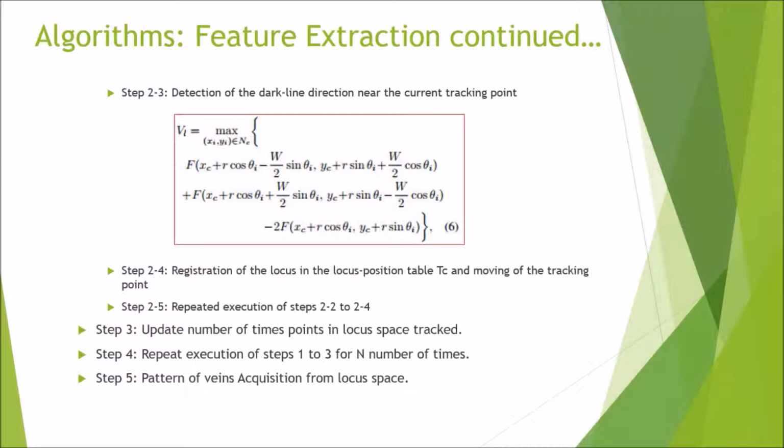Acquisition of pattern veins from locus space. The total number of times pixel x, y has been the current tracking point in the repetitive line tracking operation is stored in the locus space Tr of x, y. Therefore, the finger vein pattern is obtained as chains of high values of Tr of x, y.